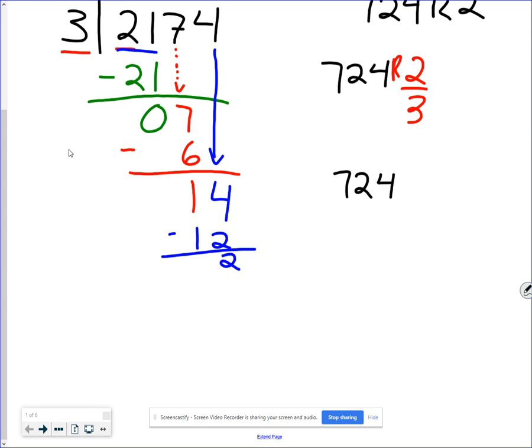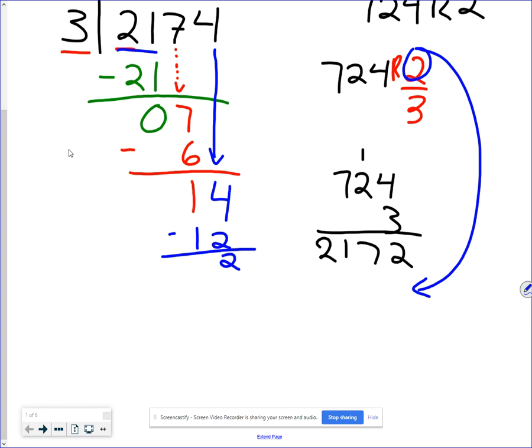We can check if this is right real quick by taking our 724 and multiplying it by 3. So 724 multiplied by 3 is 2,172. But now we have this remainder 2 that we'll add on. We add our remainder on, we don't multiply it. So it's 2,174, which is what we started with. So we did get the right answer.